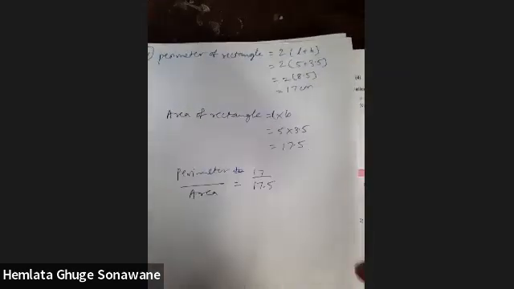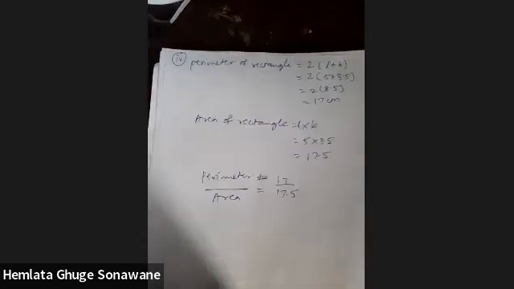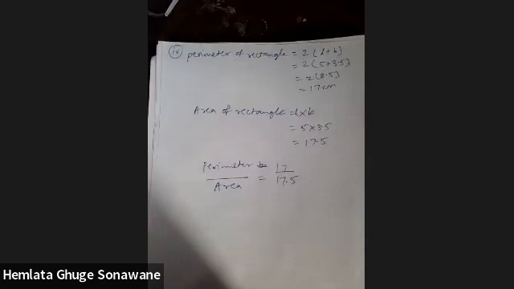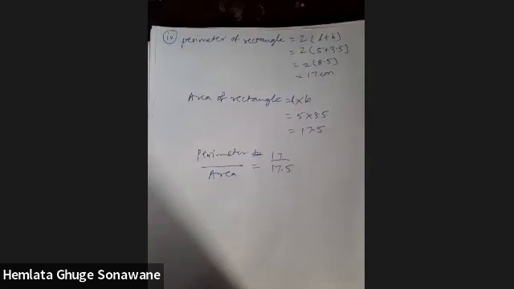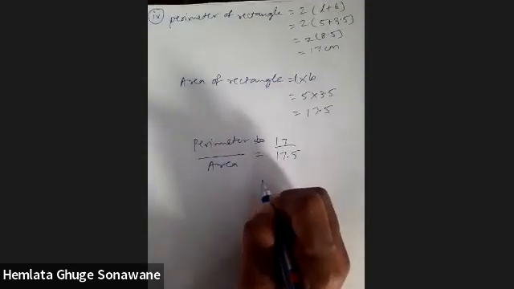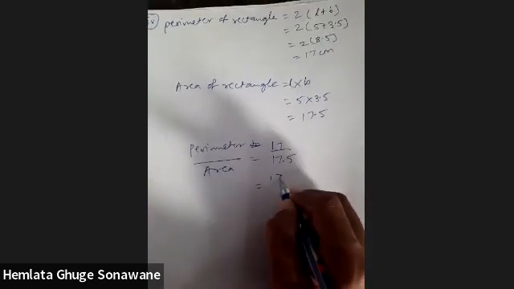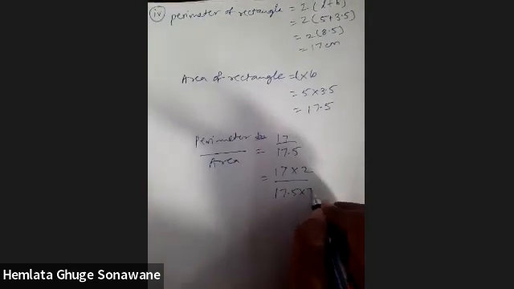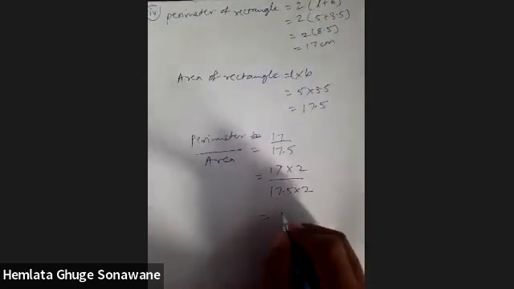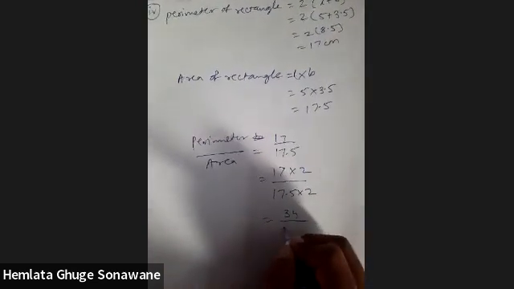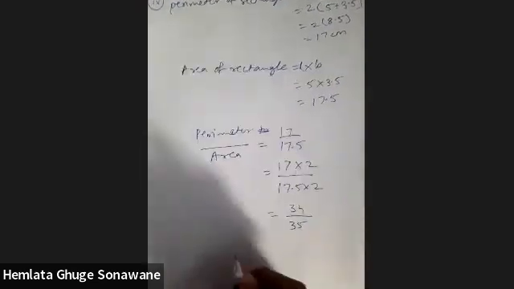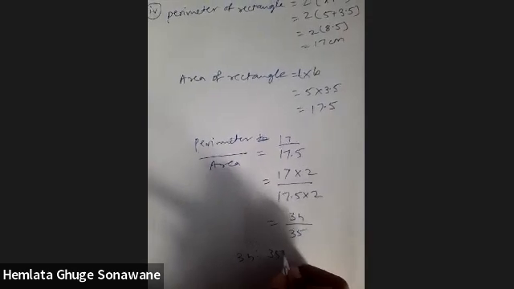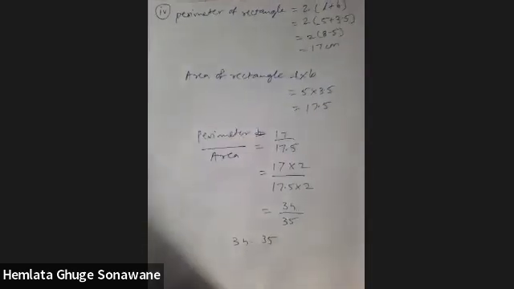But here there is one correction in the statement. Find the ratio of the perimeter to the numerical value of the area of the rectangle. So what we'll do? We'll multiply it with 2. 17 into 2 upon 17.5 into 2. So it becomes 34 upon 35. This is the ratio we have got, 34 as to 35.